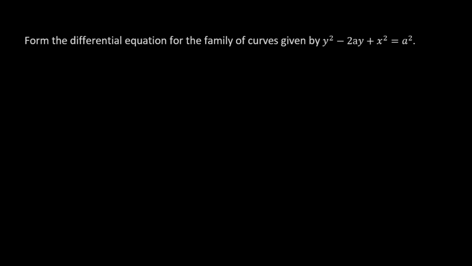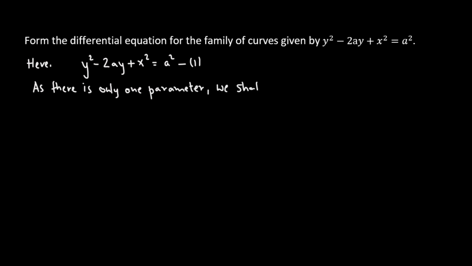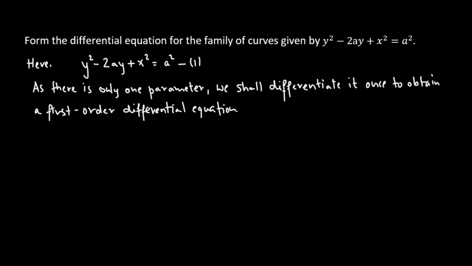Problem number 6. Form the differential equation for the family of curves given by y squared minus 2ay plus x squared equals a squared. Here we have the equation y squared minus 2ay plus x squared equals a squared. Let this be equation number 1. As there is only one parameter a, we shall differentiate it once to obtain a first order differential equation.